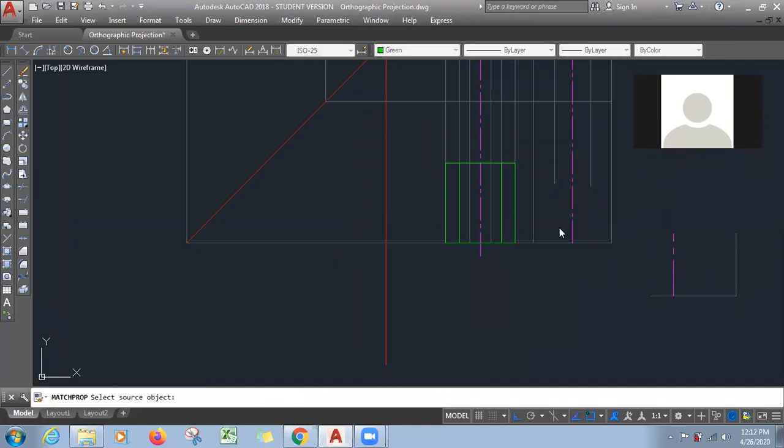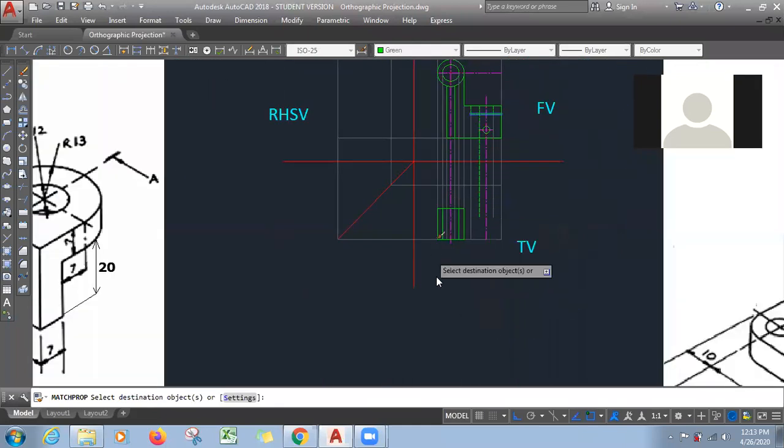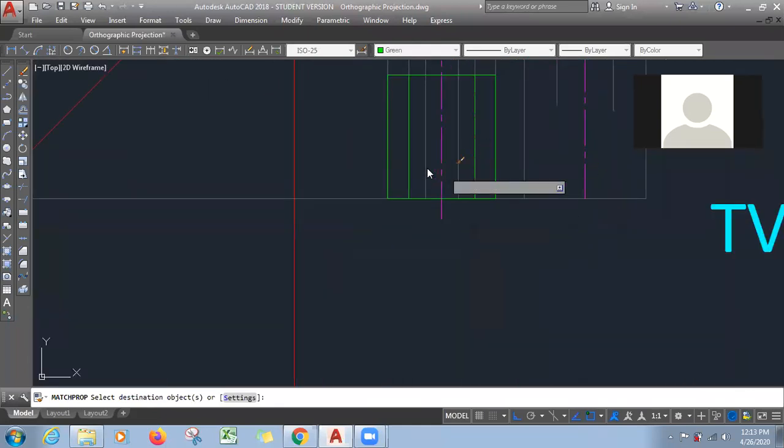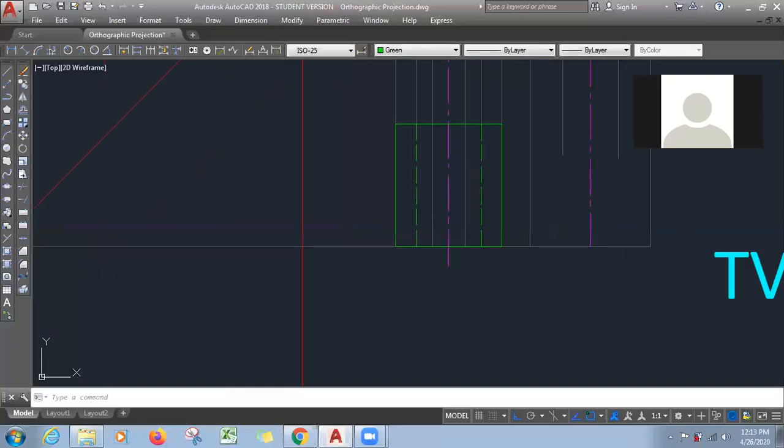You can change properties. You see, with these two lines, these projectors, you can make them short so that they will not be overlapping with the dotted. Okay, now this part is over.